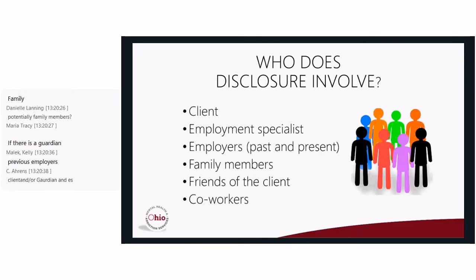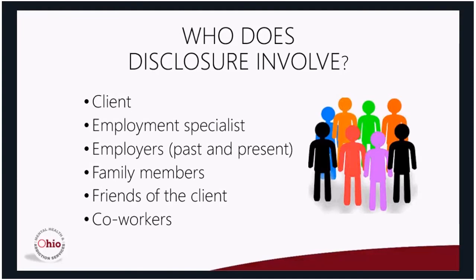All right, so yes, I think you said most of these. So client, employment specialist, employers, past and present, family members, friends of the client, and coworkers. These are people that can be involved if the client wants them to be. Obviously the client, but anybody else, it's all up to the client and what they would like. It's always their wishes. So when thinking about disclosure, you do need to figure out who the information should be disclosed to. Will it be disclosed to employers? Will it be disclosed to others?